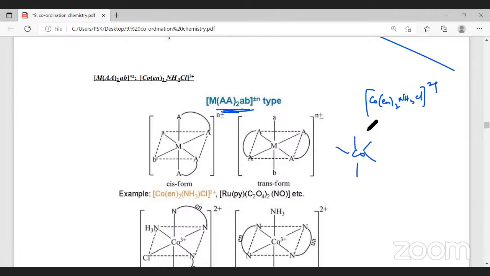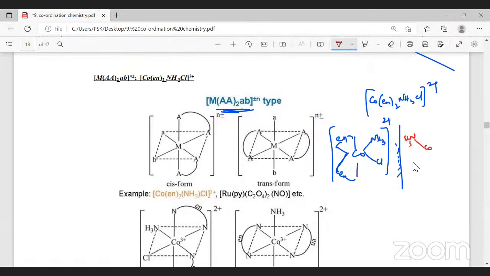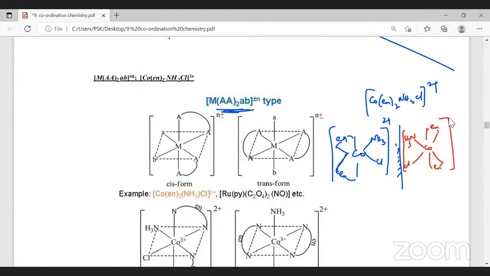I can represent octahedral like this. En, I will write here 1. It's a bidentate ligand. That is why I'm showing 2 donor atoms like this. En is a bidentate ligand. And here I'll write ammonia and I will write Cl. This is 2 plus. If we keep a mirror here, what happens? It will look like cobalt, here it is ammonia, and here it is chlorine, and here you'll have en, and here also you'll have en. So this will be the mirror image of this.